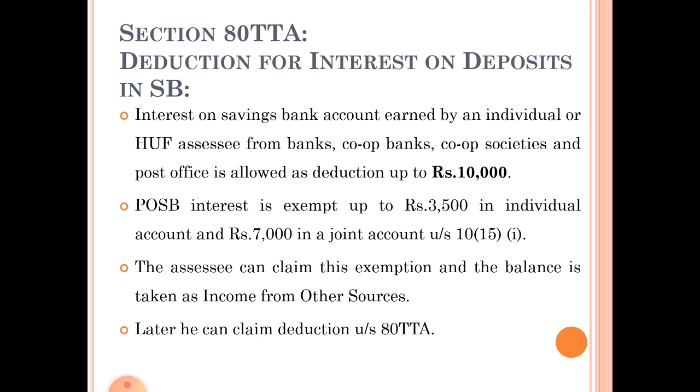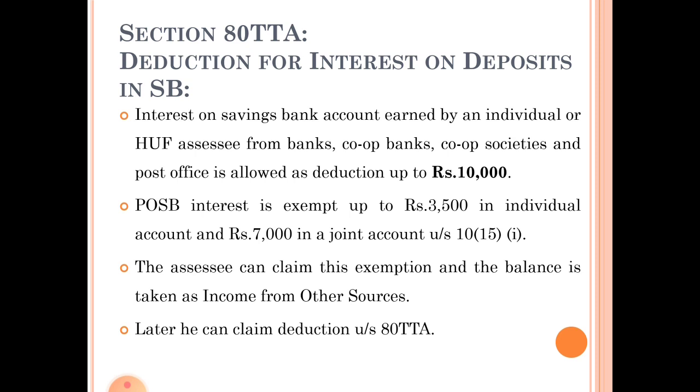Here, interest on deposits in savings bank account. Interest on savings bank account earned by an individual or Hindu undivided family assessee from banks, cooperative banks, cooperative societies and post office is allowed as deduction up to rupees 10,000. Interest on savings bank account which is maintained in a bank or cooperative bank or cooperative society or post office, rupees 10,000 can be allowed for deduction under section 80TTA.